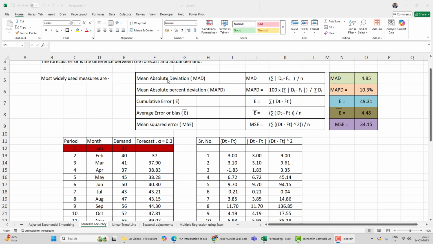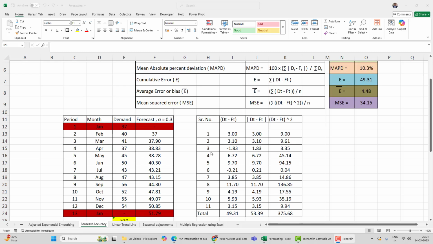The first one is called mean absolute deviation, MAD. The second one is mean absolute percentage deviation, MAPD. The third is cumulative error, E. The fourth is average error or bias, which is E bar. And lastly, the mean square error, which is MSE, which is nothing but our famous variance. These are the formulas which we are going to be using, but let us understand step by step.